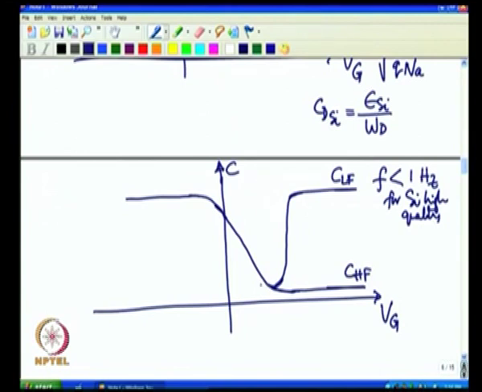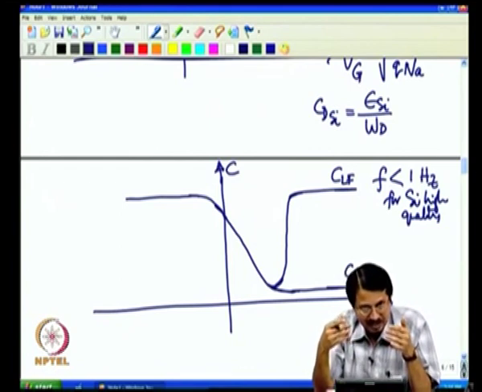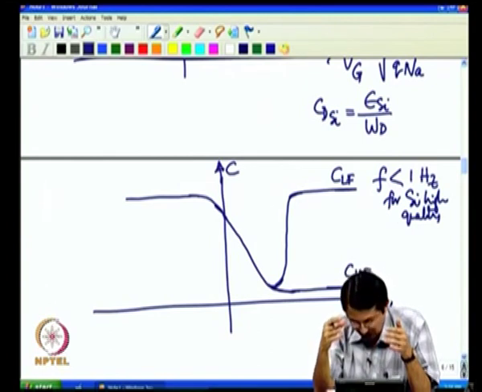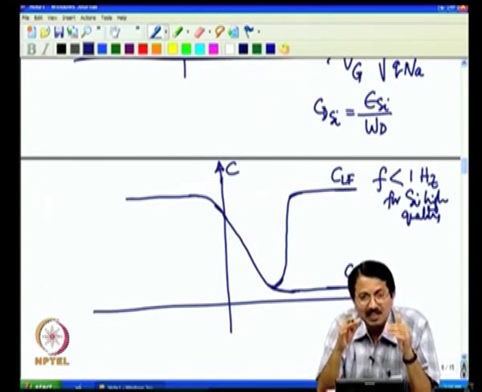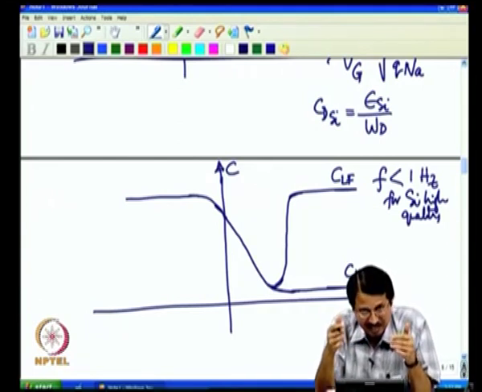inversion. Weak inversion meaning the surface has become N like. It used to be P like earlier, because the bands have bent so much that the electron concentration is more than the hole concentration. When the electron concentration becomes equal to the hole concentration, that is what we call weak inversion. And strong inversion is when the electron concentration and hole concentration become equal to each other. What is that? Intrinsic concentration, right, and that is weak inversion.